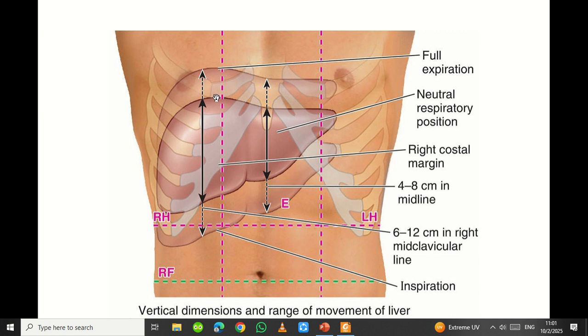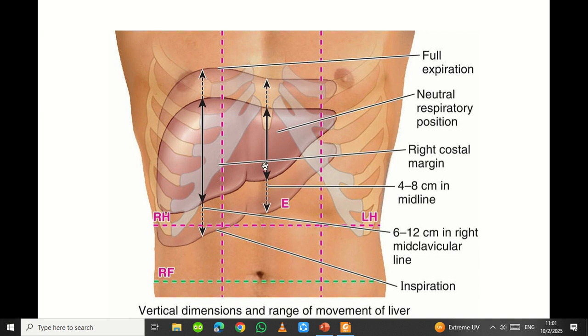The liver is covered by your costal margin of 7 to 11 costal cartilages, from the 7th to 11th ribs. So it's actually covered by your costal cartilage. It has a convex diaphragmatic surface that fits in the concavity of the diaphragm.